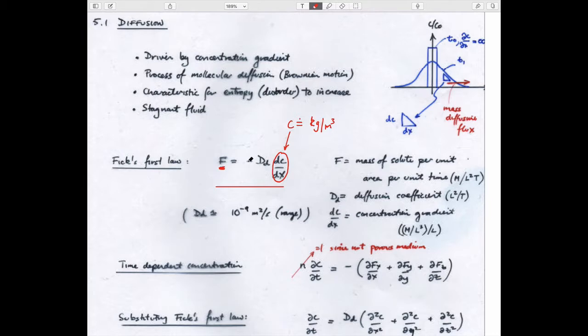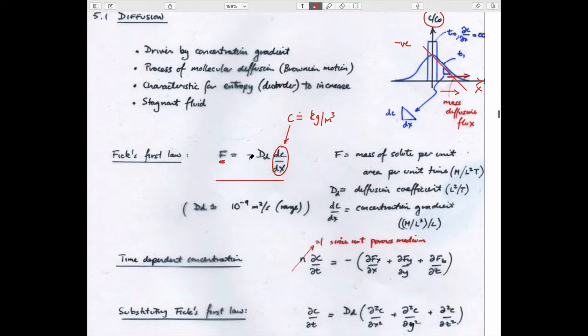And the negative sign just means that the direction of the mass flux is in the opposite direction of the gradient. So if this is a positive concentration here, this is a positive distance here, then this is a negative gradient, by definition. A gradient dc/dx in this direction is negative, but the mass flow is in this direction. And so this negative sign represents that.